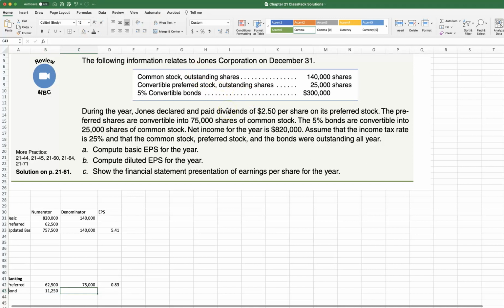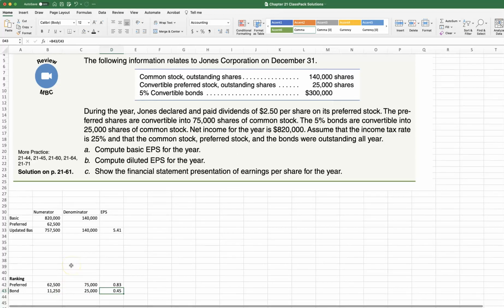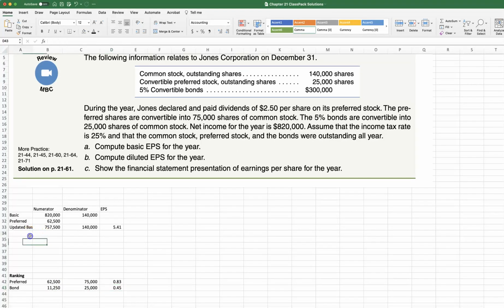Let's see if it tells us that or if we have to calculate it. The 5% bonds are convertible into 25,000 shares of common stock. So again, they're not forcing us to do extra math. So if I take that numerator impact divided by the denominator, I come in at 45 cents. You look at these and say, which one's lower? Well, the lower one is the bond. So we're going to do that first.